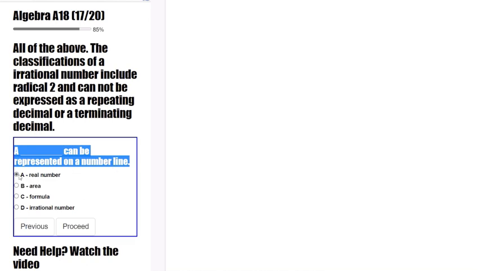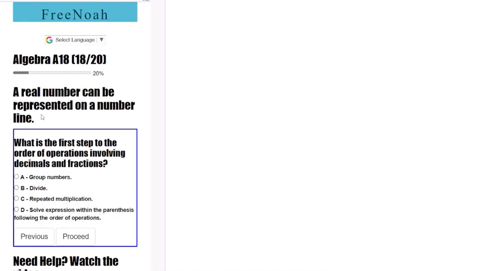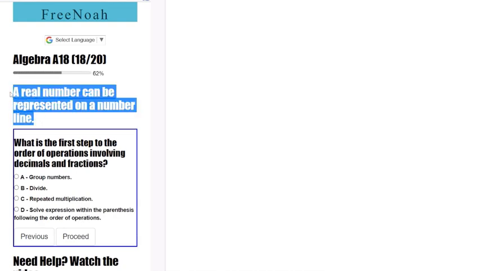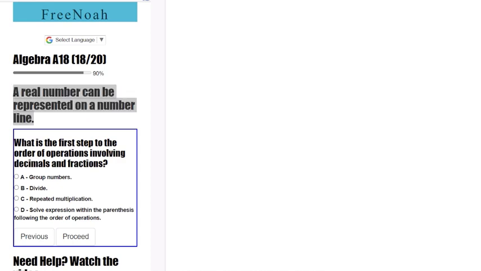Okay, moving on here. So a real number can be represented on a number line. How do you represent a repeated decimal on the number line? Well, rounding up and estimates have a lot to do with it here.